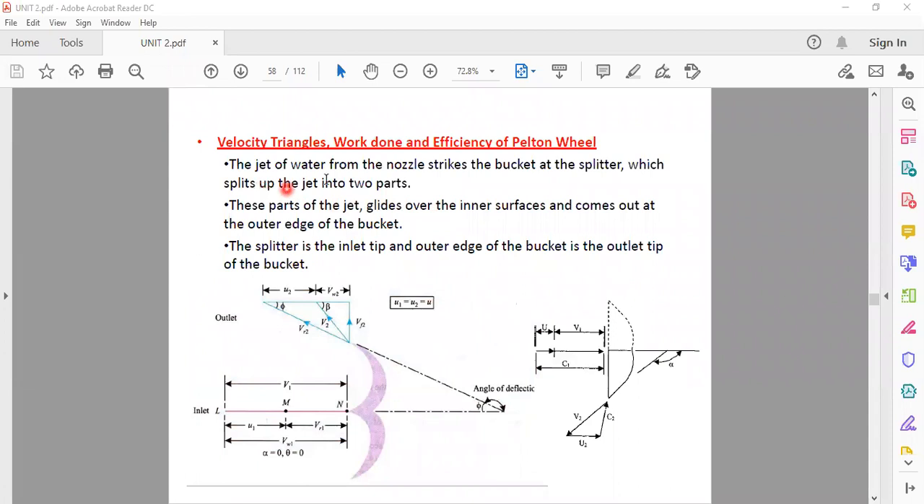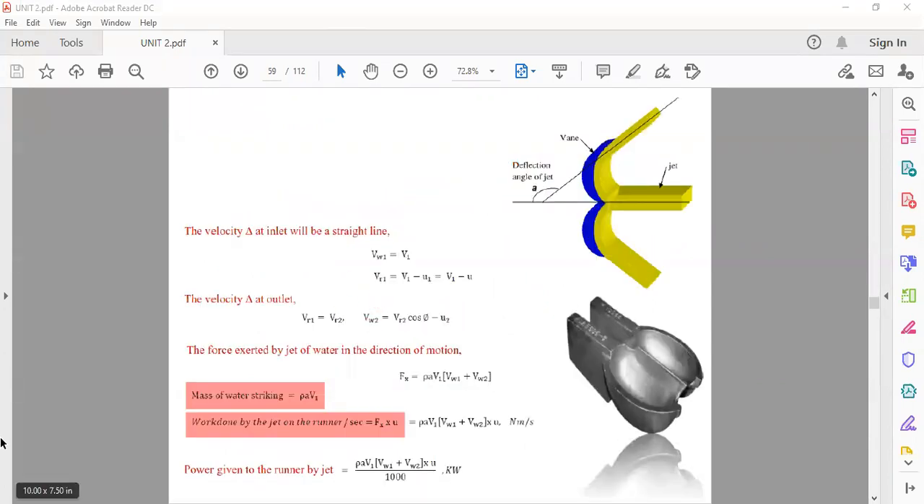So, see, the jet of water from the nozzle strikes the bucket at the splitter, which splits up the jet into two parts. This part of the jet glides over the inner surface and comes out at the outer edge of the bucket. The splitter is the inlet tip and the outer edge of the bucket is the outlet tip of the bucket. Okay. See here, our water impacts on this splitter like that. Water moving in this way. Draw the tangent to make an angle of deflection.